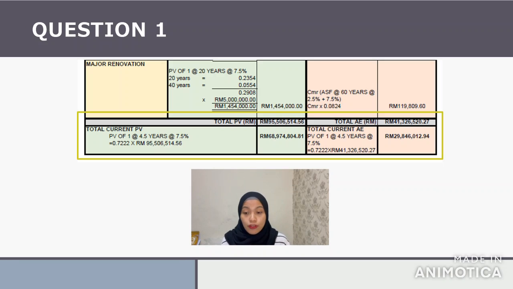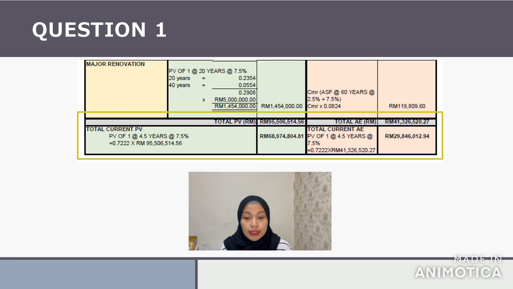For the total current of present value, we are using PV of 1 at 4.5 years at 7.5%, which is equivalent to 0.7222 times the total PV, which is 95,506,514 ringgit and 56 cents. So the new total is 68,974,804 ringgit and 81 cents.